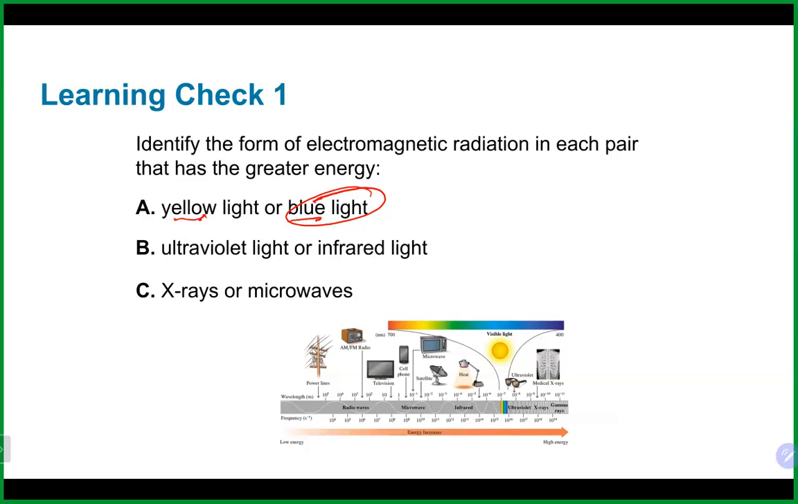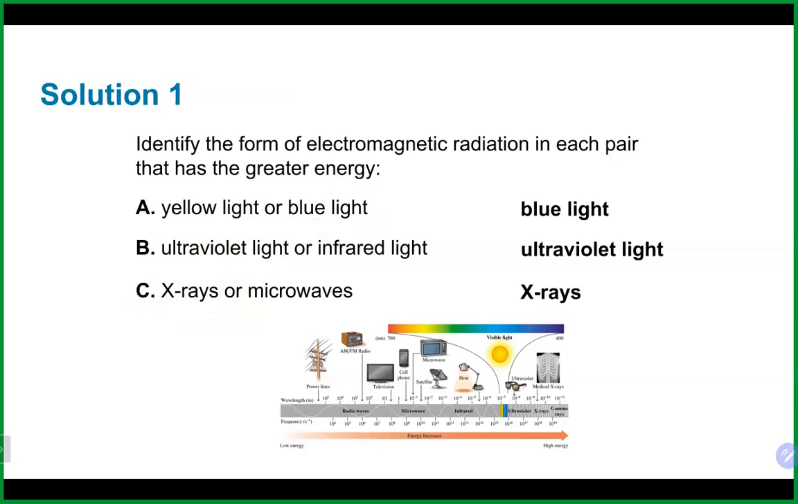Ultraviolet and infrared. Again, ultraviolet was after the visible part of the spectrum, which means the wavelength is getting smaller, right? So that should be more energy. And X-rays and microwaves, I'm going to go with X-rays on that one, going to be higher in energy in that particular case. Again, on that last chart we were looking at, as you went to the left there, the wavelength was getting smaller.